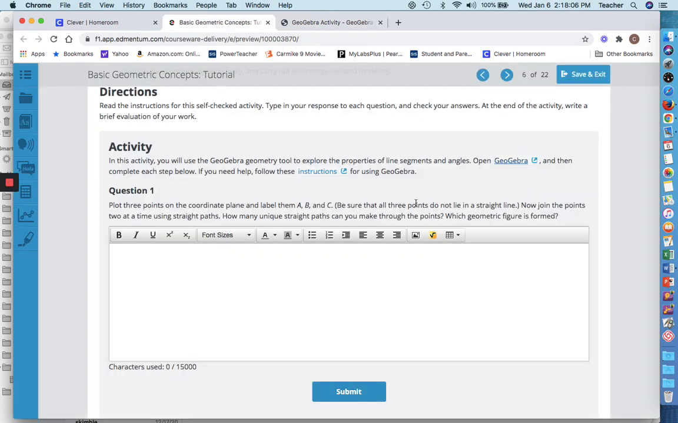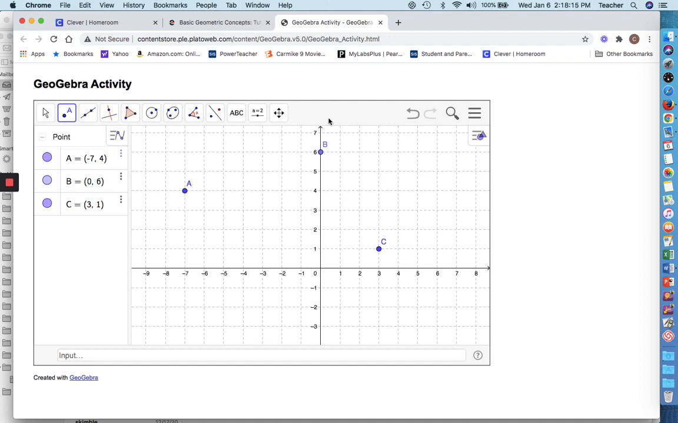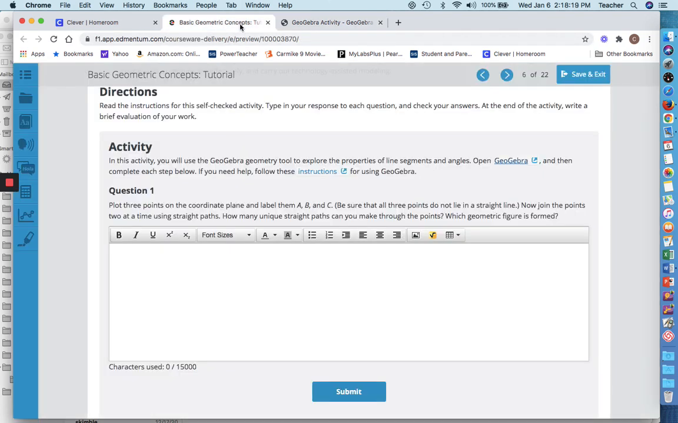All right, be sure that all 3 points are not on the straight line. So, they're not on a straight line. Collinear are points that are on the same line, by the way. So these 3 points, A, B, and C, these are non-collinear. All right, now join the points 2 at a time using straight paths. I'm going to use segments. How many unique straight paths can you make through the points? We learned last lesson you can only make 1 through 2 points.